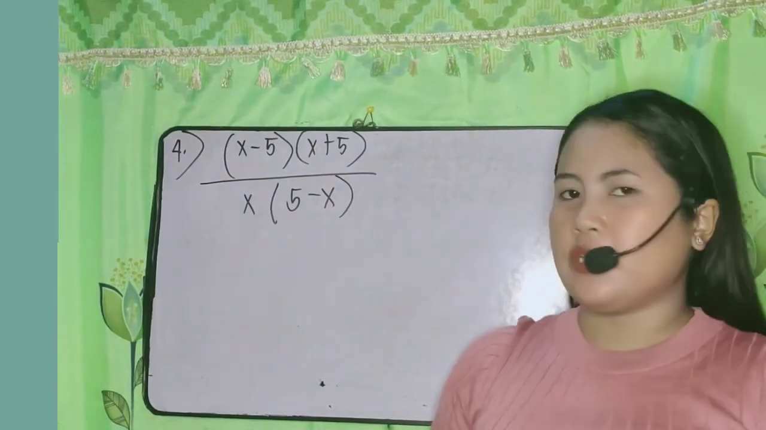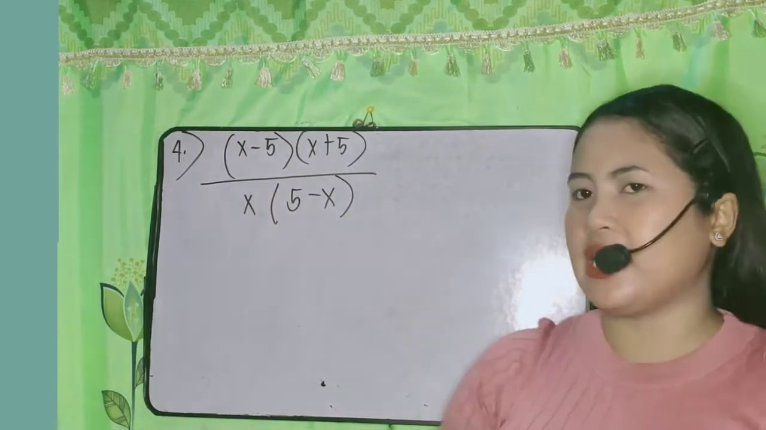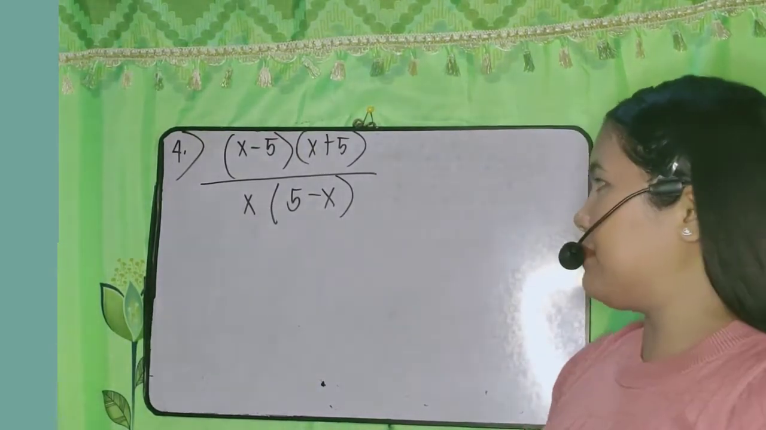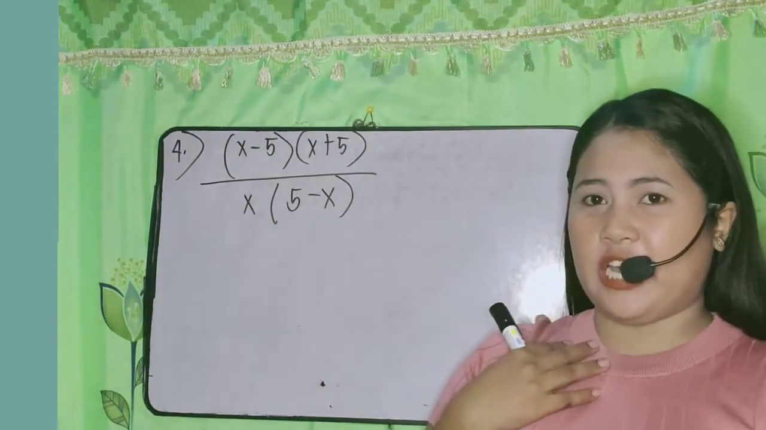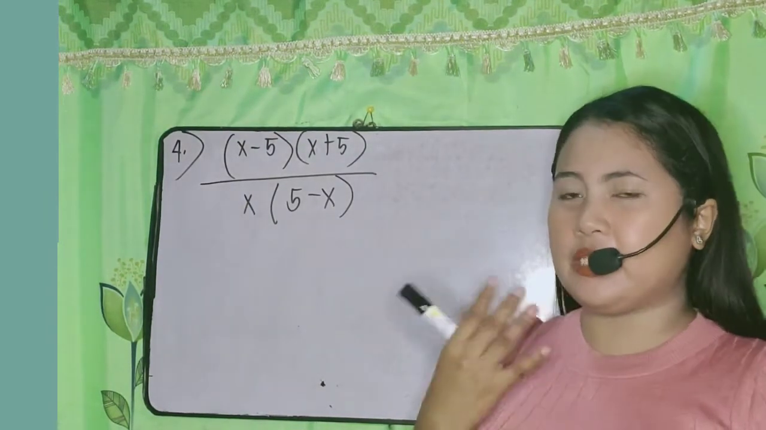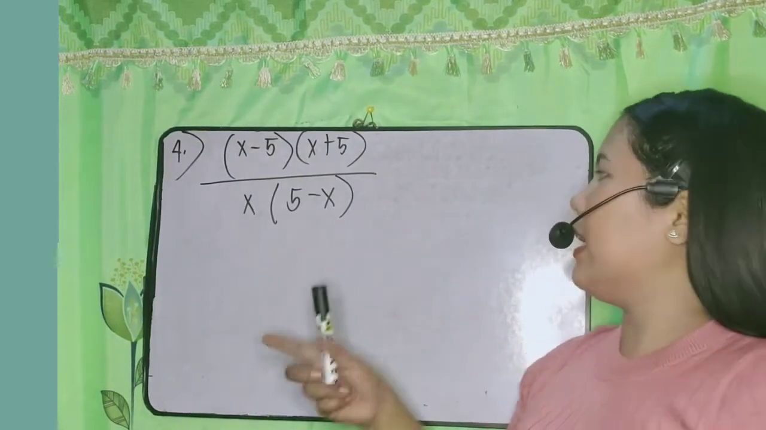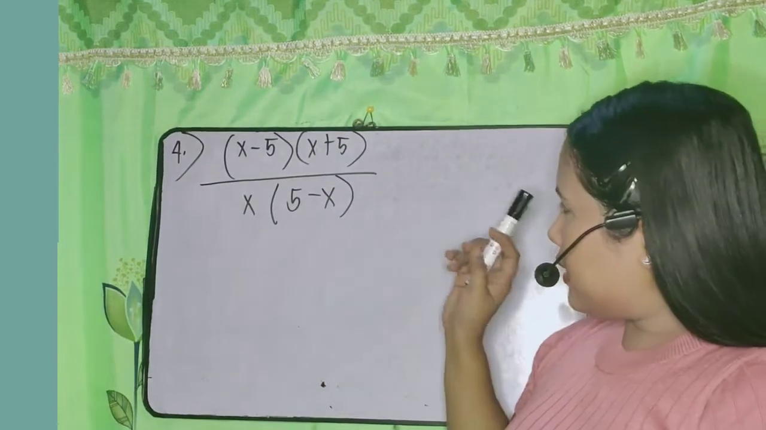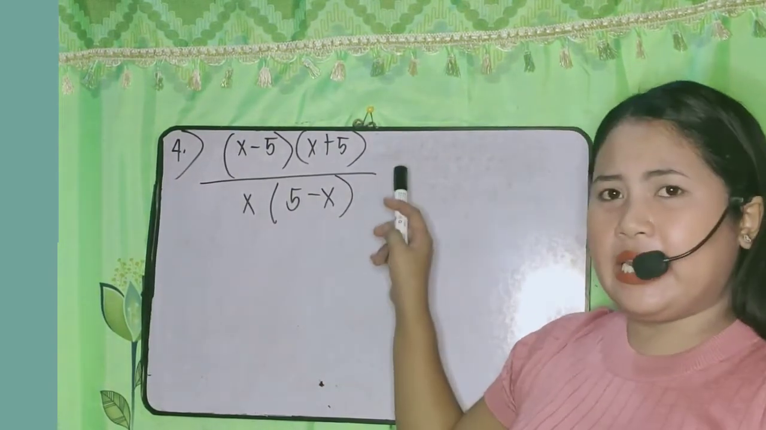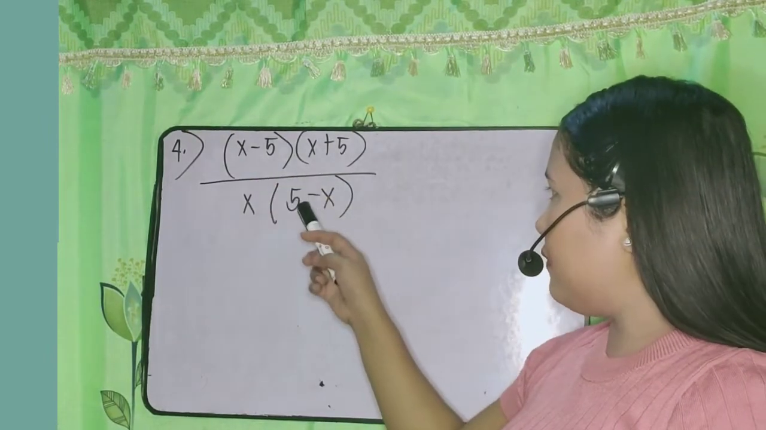Number 4. So, simplify the rational expression for x minus 5 times x plus 5 over x times 5 minus x. So, kung dito po, kung napapansin nyo, naka-factor na siya. Hindi na siya kagaya kanina na may squared pa, yung x squared minus 9x plus 20. Okay? So, as you can see po dito, naka-factor na siya. Pero, as you can see, hindi pa siya pwedeng i-cancel out yung mga common factor. Kung napapansin nyo siya, mayroon tayong x minus 5, 5 minus x.